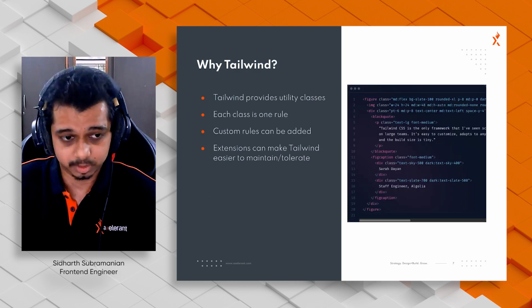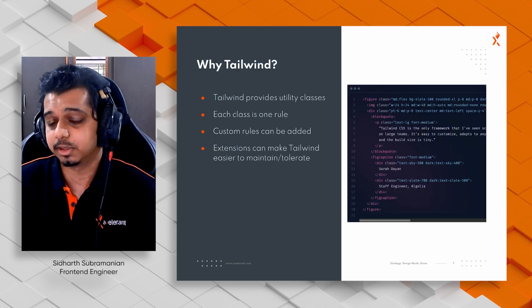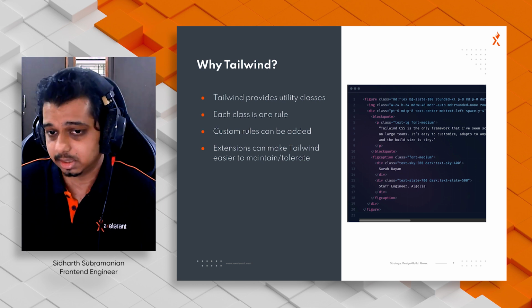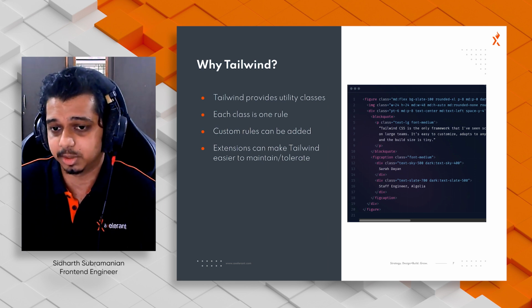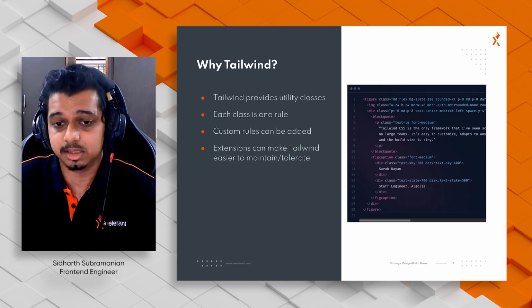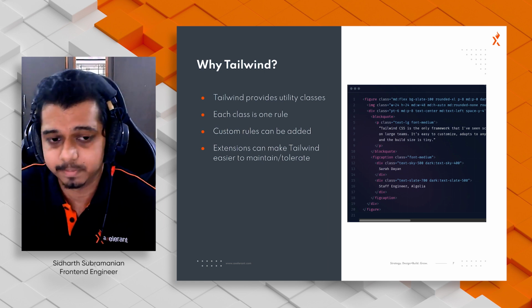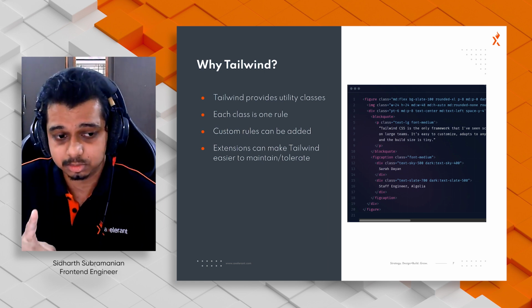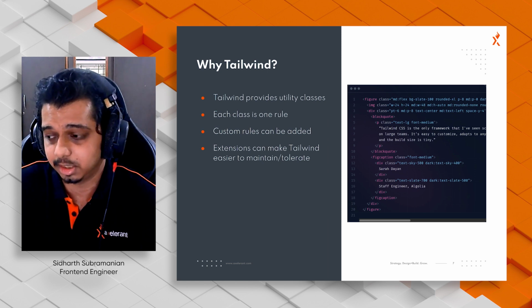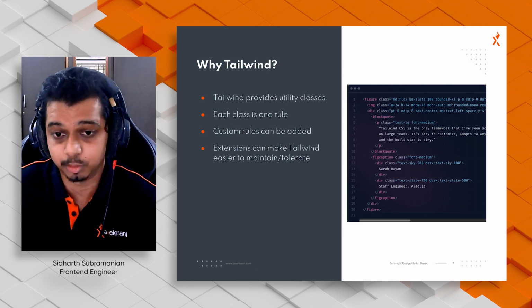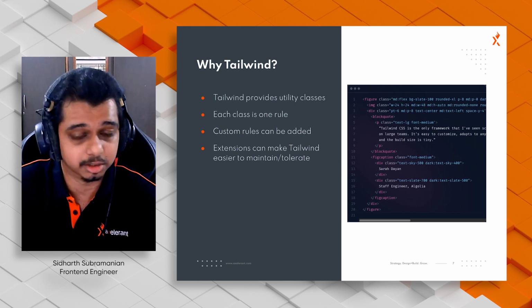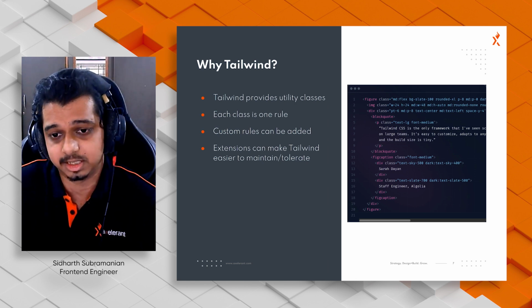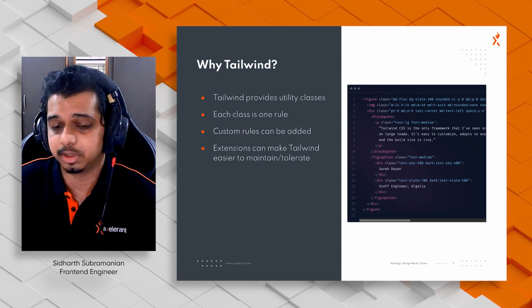So why Tailwind, right? So first, Tailwind provides us with utility classes. As you can see in the screenshot here, you have this class tag, and there's a bunch of classes in there. These are all classes that Tailwind provides us, right? And each class is one rule. So in CSS, say you want to set the font size to 14, that would be one class. Let's say text-14. Or you'd have a text-lg or a font-medium. So each class is one rule.